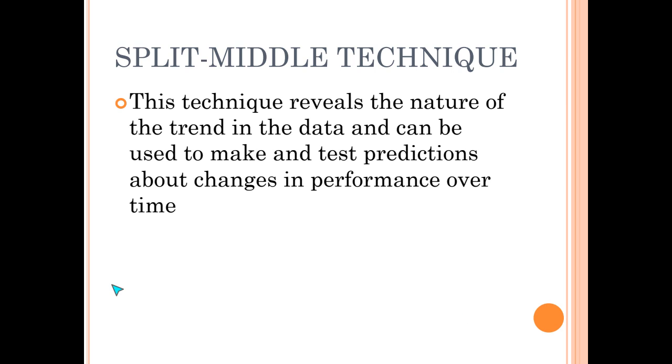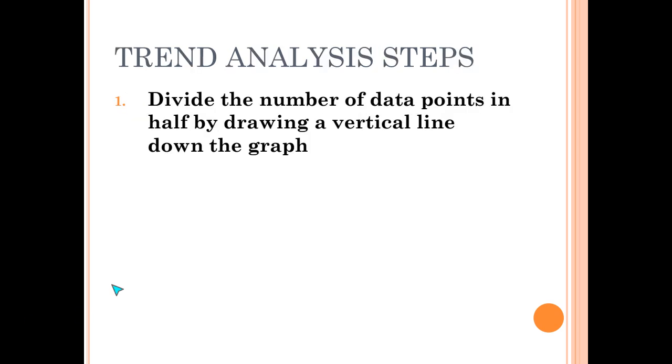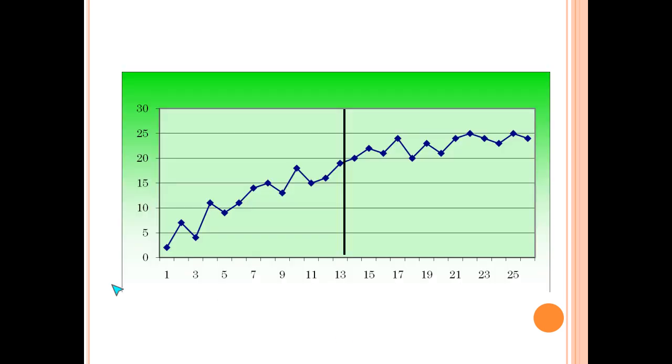So we can break this down in different steps. Your first step, when you have the graphed data for a phase in front of you, is you divide the number of data points in half by drawing a vertical line down the graph. So imagine this would be one phase. One phase could be treatment, could be baseline, whatever, right? So then you're taking this one phase and you're dividing it up in the middle, so that 50% of the data are on the left-hand side and another 50% of the data are on the right-hand side.